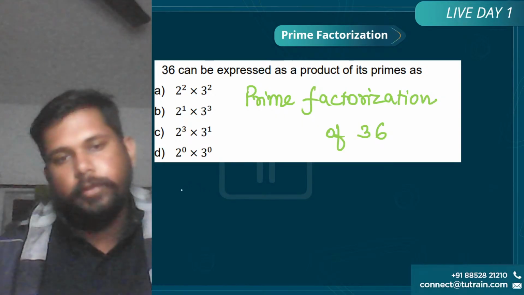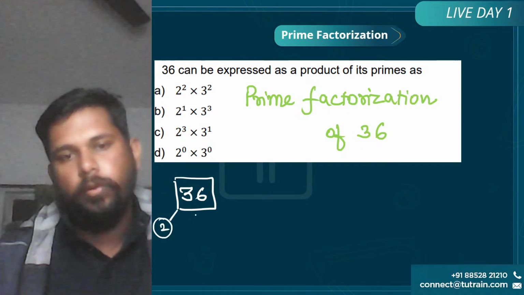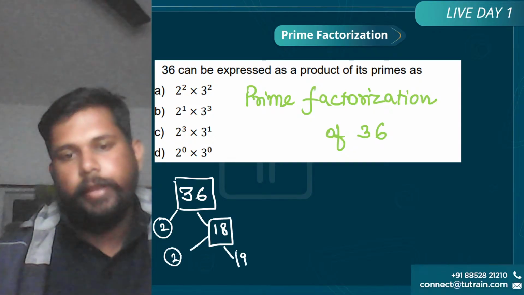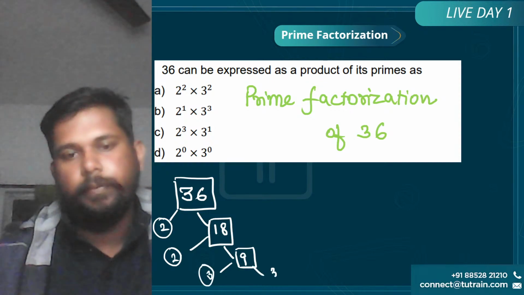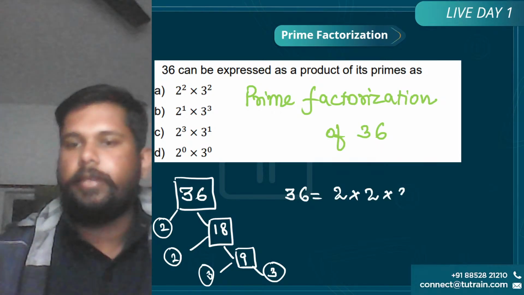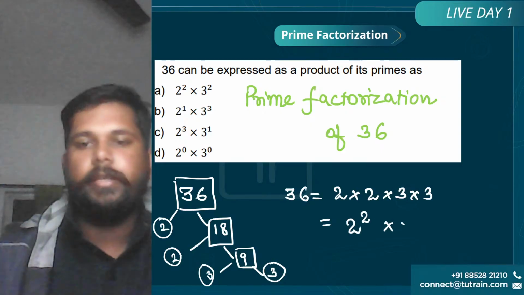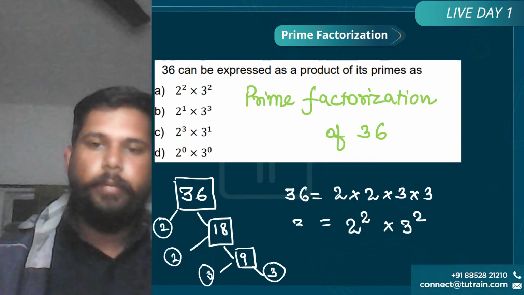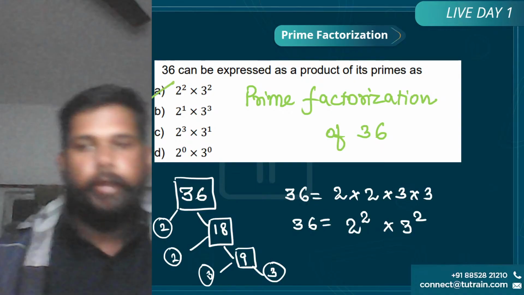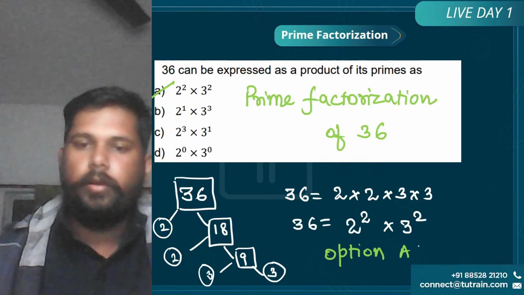So for 36, we can also draw the factor tree diagram. So 36 divided by 2, that will be 18. Then 18 divided by 2, that's 9. Then 9 divided by 3, that's 3. So the prime factorization of 36 will be 2 times 2 times 3 times 3. Now 2 times 2 can be written as 2 squared, and 3 times 3 can be written as 3 squared. So it will be 2² times 3². So option A will be the correct answer, right? Alright.